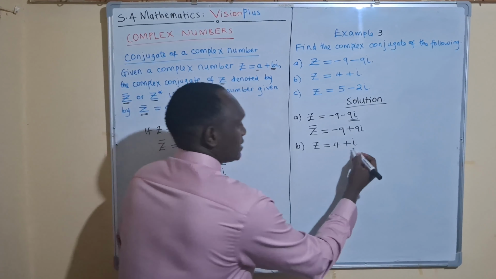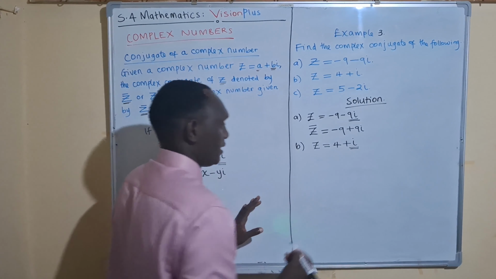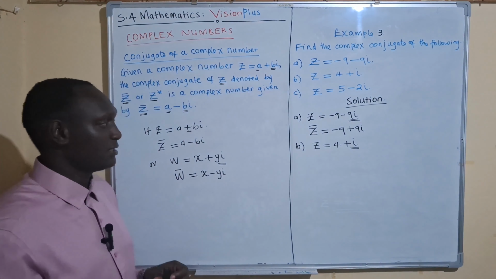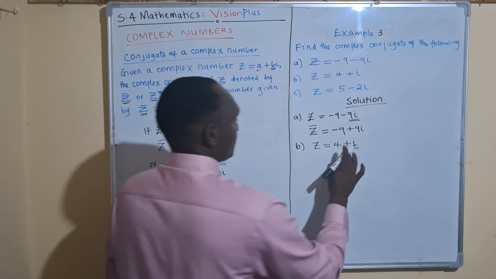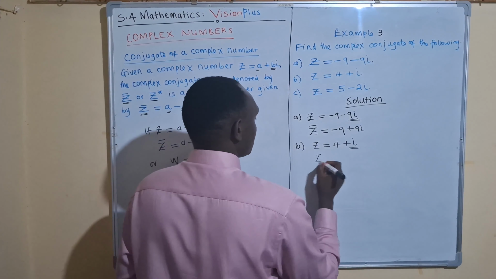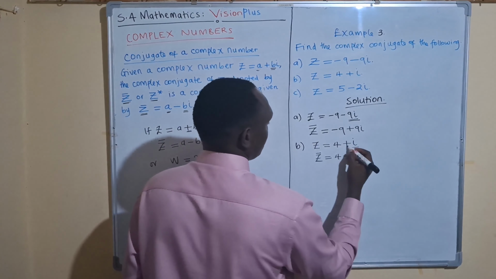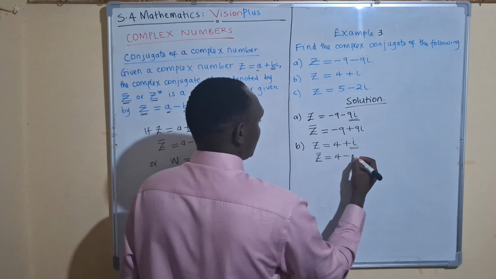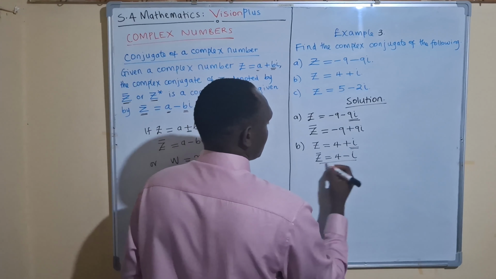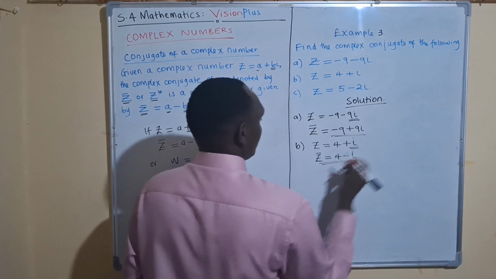Still we are going to focus on the imaginary part only. And we shall change the sign before it. So z bar becomes 4 minus, simply here it is plus, we change to minus i. And this is the answer for part B.